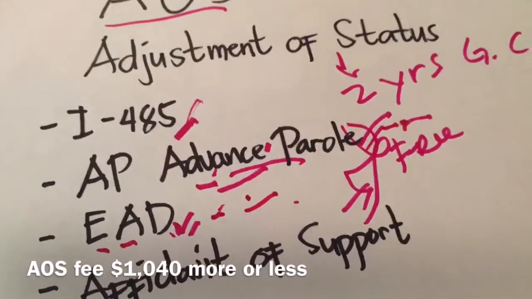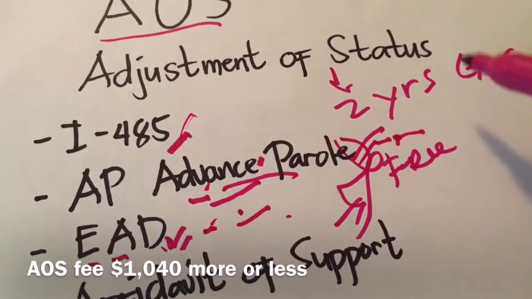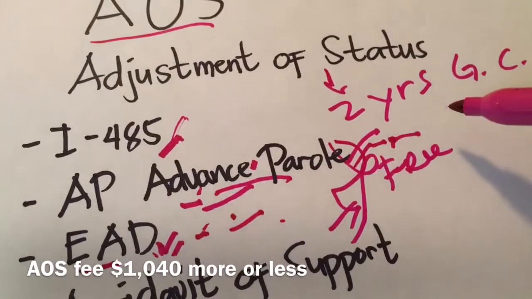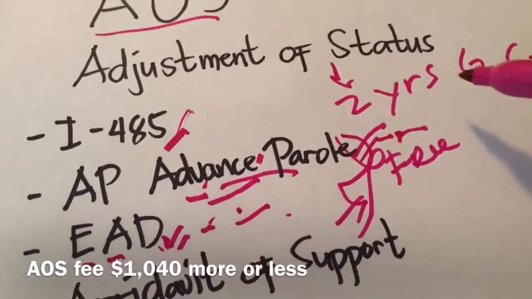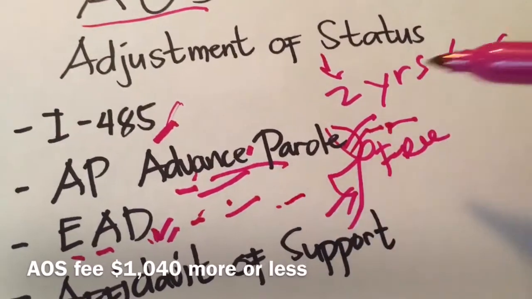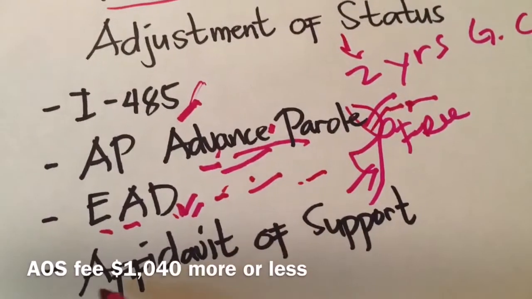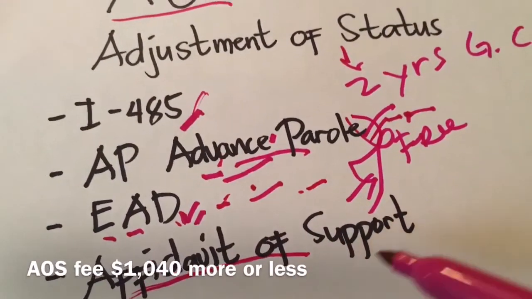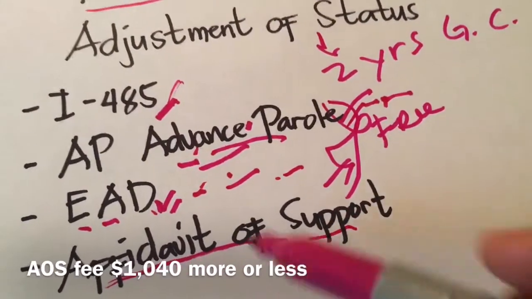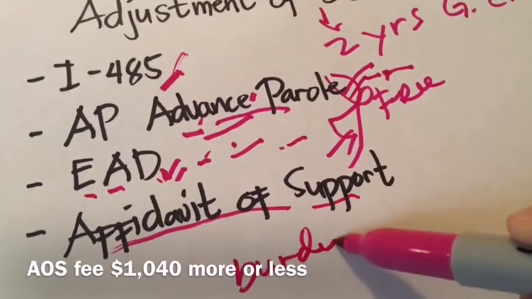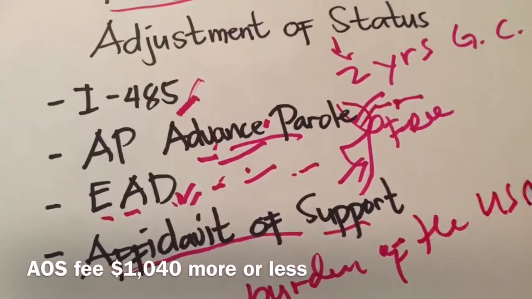And then what are the benefits of adjustment of status? Of course, you will be a legal resident. It gives you a 2 years green card, or temporary green card, that you are a legal resident of the US. Then you can find a job, you can work. It also needs an affidavit of support, that your petitioner can support you, so that you will not be a burden to the state of the USA.